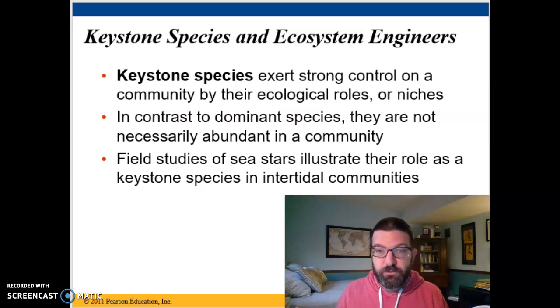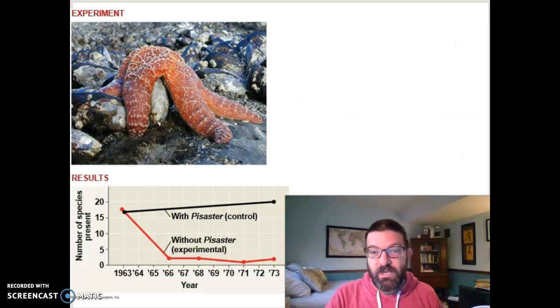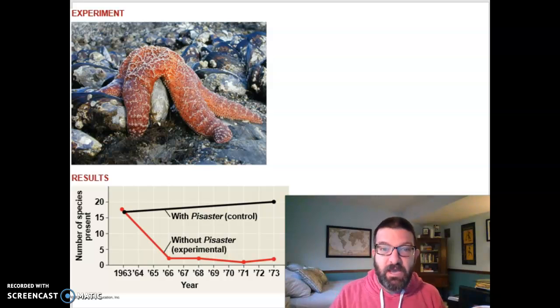Sometimes a particular species has an outsized role in a community, not because of its abundance. It's not the dominant species, but because of something about its niche, its ecological role. So they're not necessarily abundant, but they have a huge impact on the structure of the community, and we call these keystone species. One example of this is a sea star named Pisaster.